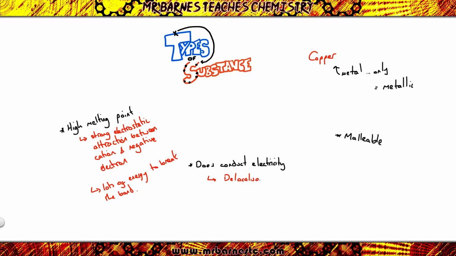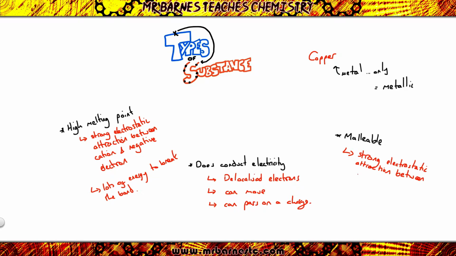Why does it conduct electricity? It has delocalized electrons. Those electrons are free to move, and they can pass on or carry a charge. And then finally, why are they malleable? Again, you've got your strong electrostatic attraction between your cation and your negative electron. Therefore, your metallic bond is not broken when you push the layers past each other.